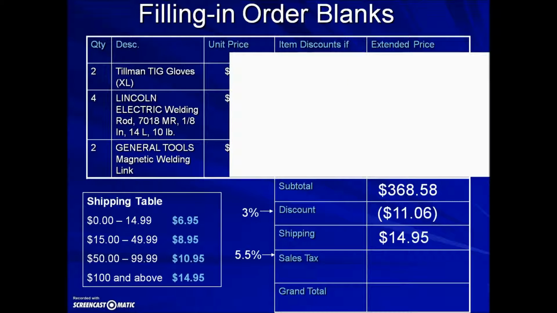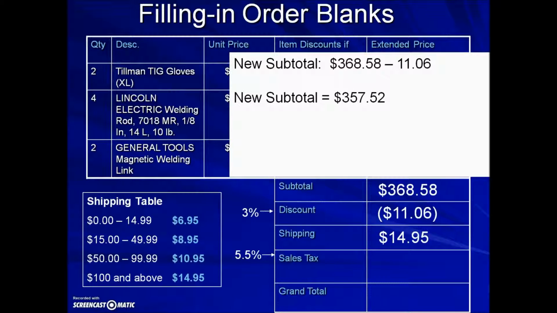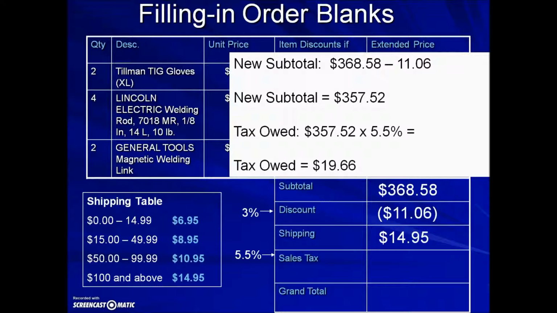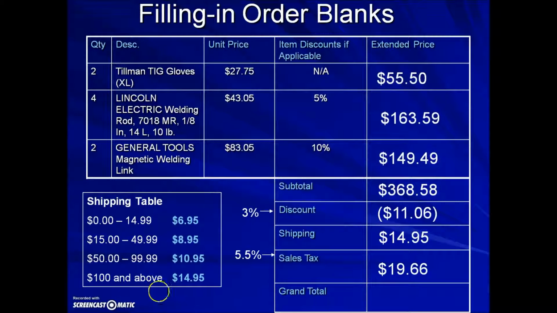Sales tax is 5.5%, and that's on the final value or cost of our goods. So we'll take our original subtotal less the discount. That amount will give us our base, and timesing it by the sales tax rate of 5.5% as a decimal, which would be 0.055, gives us a tax amount owed of $19.66. To determine the grand total, we'll take subtotal minus discount plus shipping plus sales tax for a grand total of $392.13.